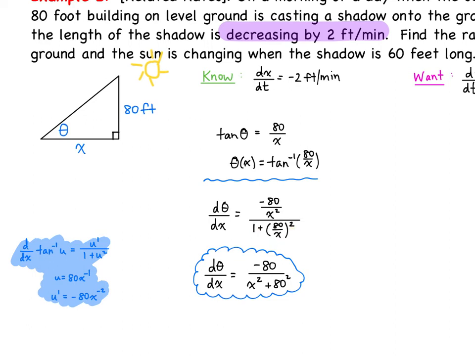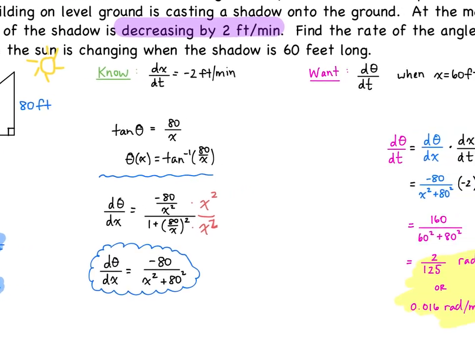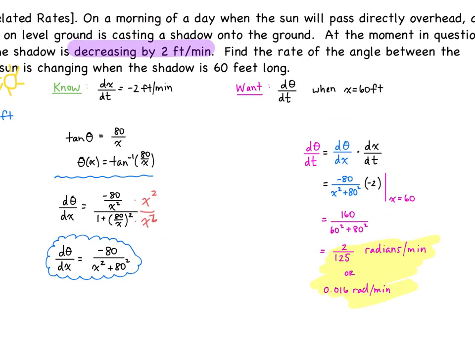To simplify everything so we don't have fractions within fractions, I'm going to multiply the numerator and the denominator by x squared. When we do that, it cleans up nicely. So d theta/dx is equal to negative 80 over x squared plus 80 squared. We can leave it in terms of that, and now that's going to help us find what we want.